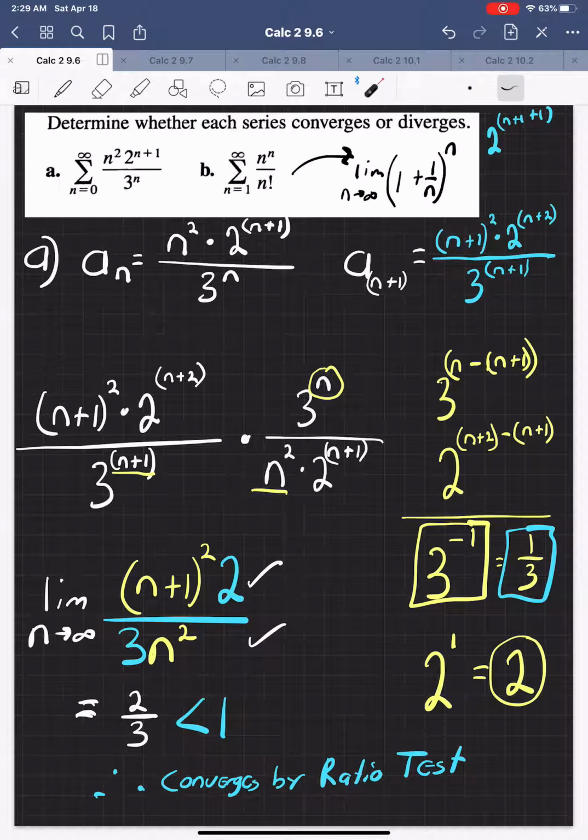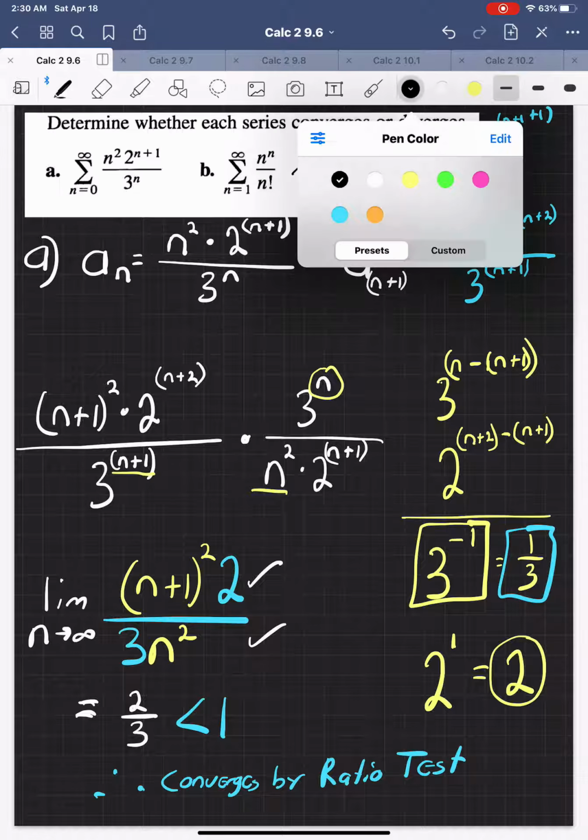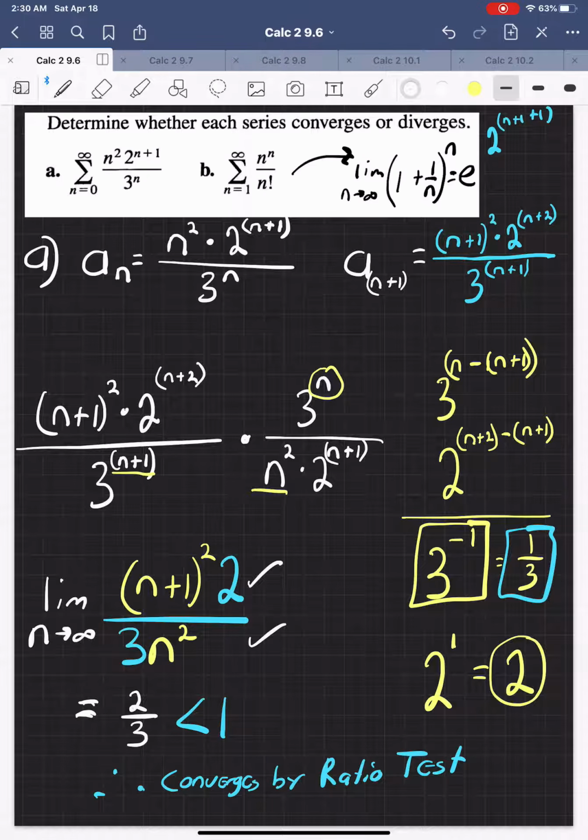And do any of you remember what that limit is? Oh, can you say that louder? Oh, that's e. Okay, and what is e? Well, e is just a number. It's a number on a number line, and it's larger than 1. That's all that we care about. e is greater than 1. So this one diverges by ratio test.